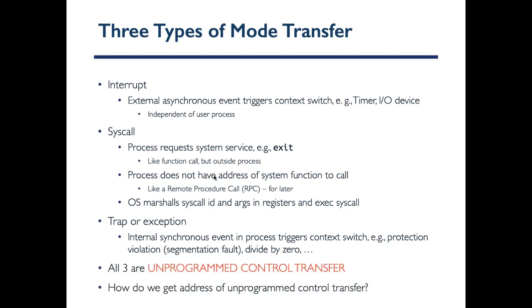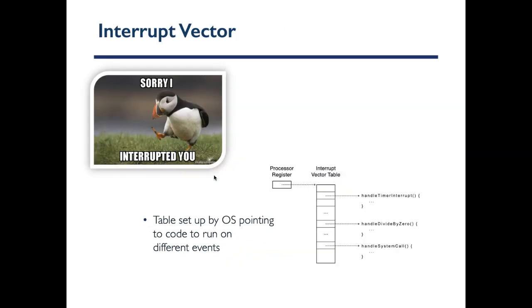So all three of them are unprogrammed control transfers. The programmer hasn't coded what should happen if any of these happens. So the way to deal with them happens inside the kernel, out of the programmer's control. But it has to be transparent to the programmer, to the program.